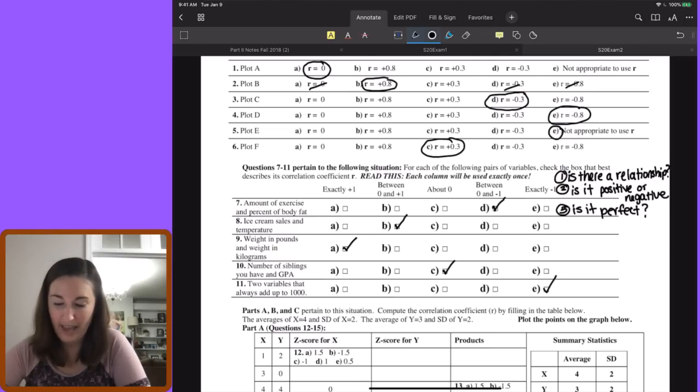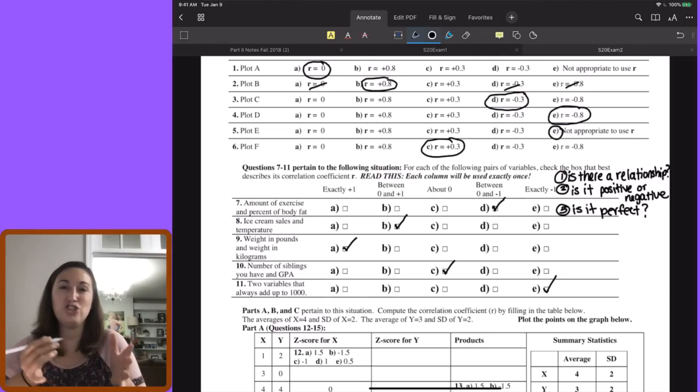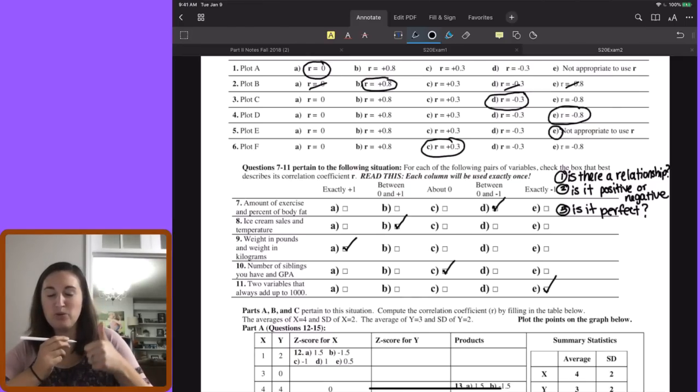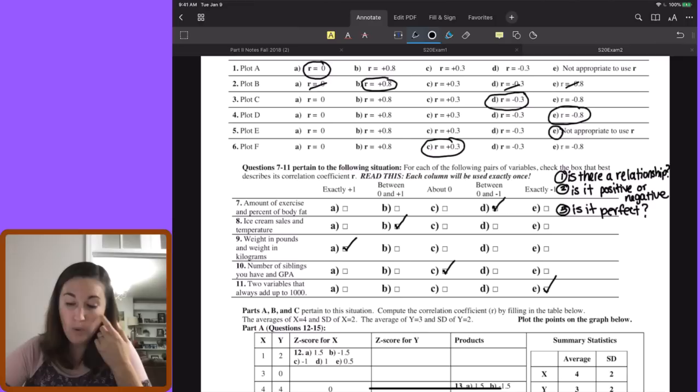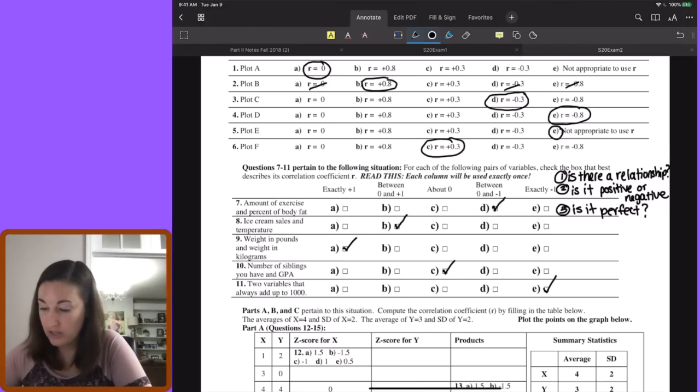It says 2 variables that add up to 1,000. So there's definitely a relationship here because they always add to 1,000. The question is, as one of them goes up, what happens to the other one? So if you don't know right away, you can always test this out. I always like to test out 1, 2, and 3. Like, let's see.